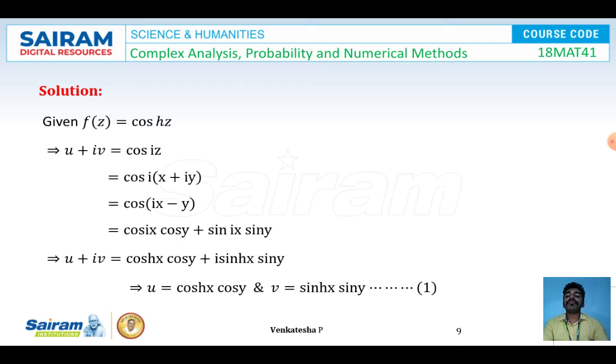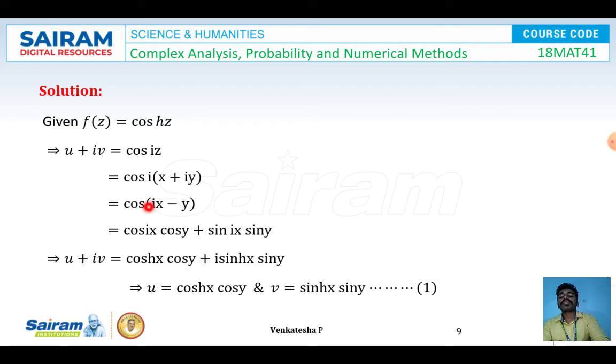Now I'm going to replace the complex number z is equal to x plus iy in the Cartesian form. If I replace that value here, I got the expression u plus iv is equal to cos of i into x plus iy. Now if I take i inside the bracket, I got u plus iv is equal to cos of ix minus y, because i into i will become i square and i square is minus 1. So I got cos of ix minus y.